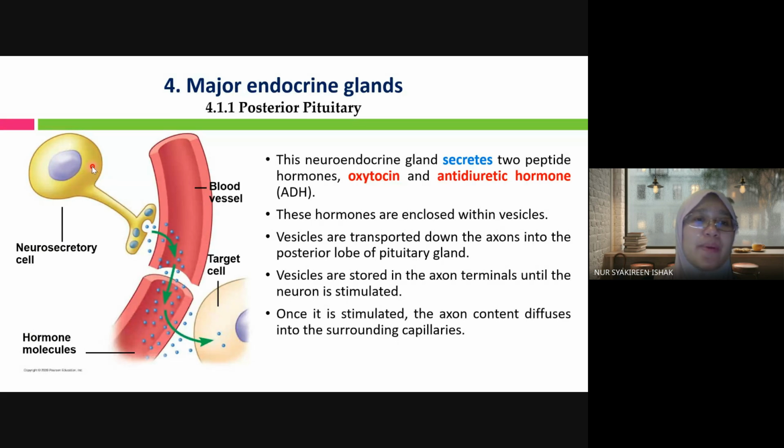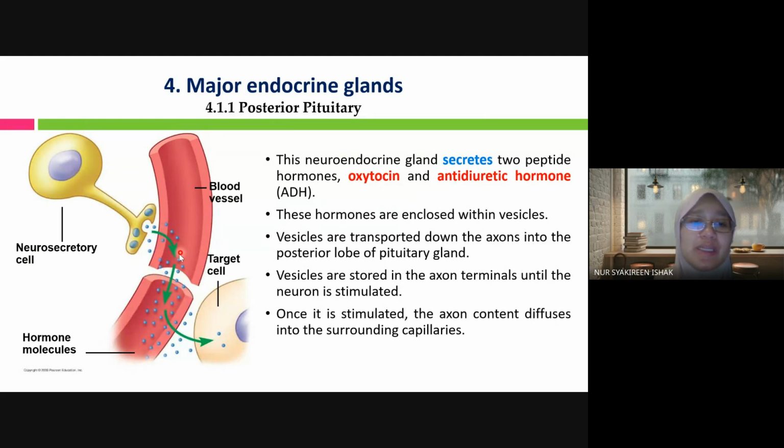apparatus. The Golgi apparatus modifies the protein and then repackages it into vesicles, and the vesicle containing the hormone travels along the axon until it reaches the axon terminal. These vesicles fuse with the plasma membrane of the axon terminal to release the hormone through exocytosis. Because it is a peptide hormone, it does not require any transport protein to bind with it. It can travel freely because it is water soluble.